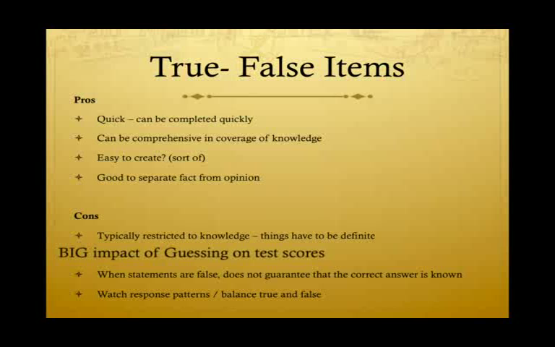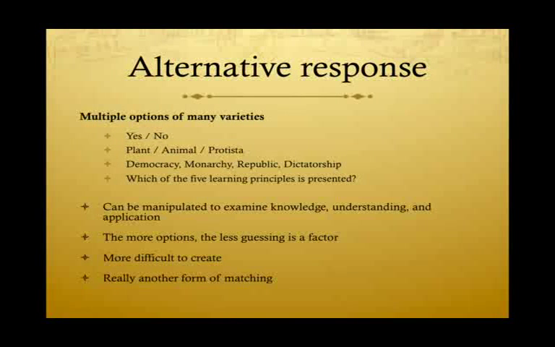If we extend it to alternative response, the options become a little more flexible. And in this sense, when we look at science stuff, what kingdom, when I was in school there were only 3, now there's a lot more, what type of government, what learning principles, whatever. The idea is that it's like a multiple choice, only the options never change. I'm going to give you a whole bunch of things and you tell me what kingdom it belongs to.